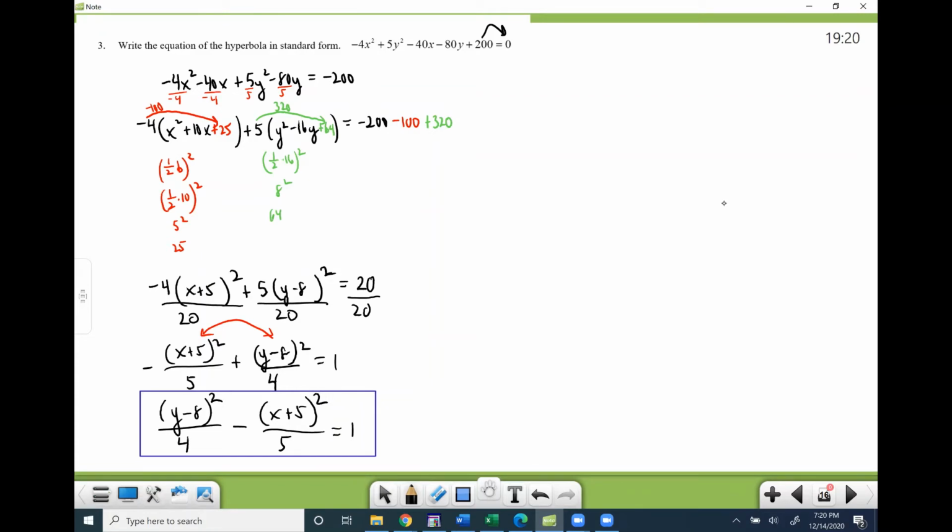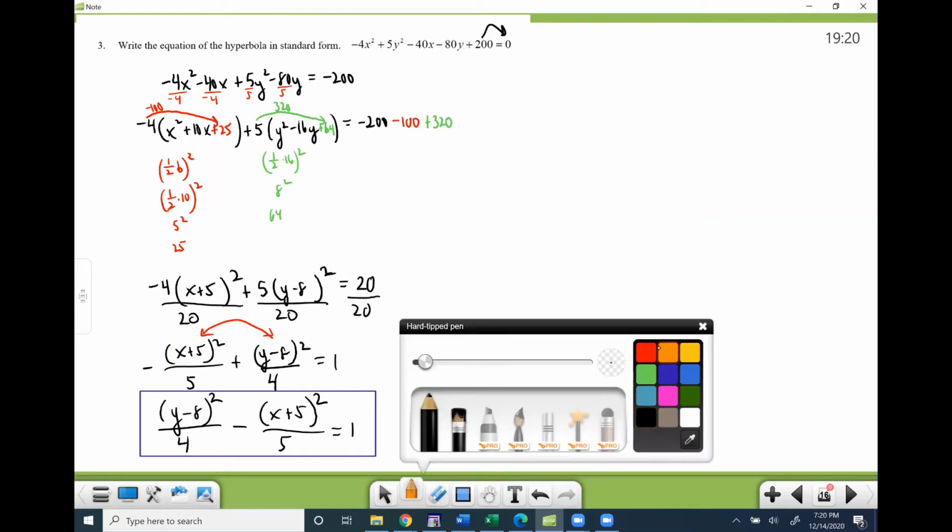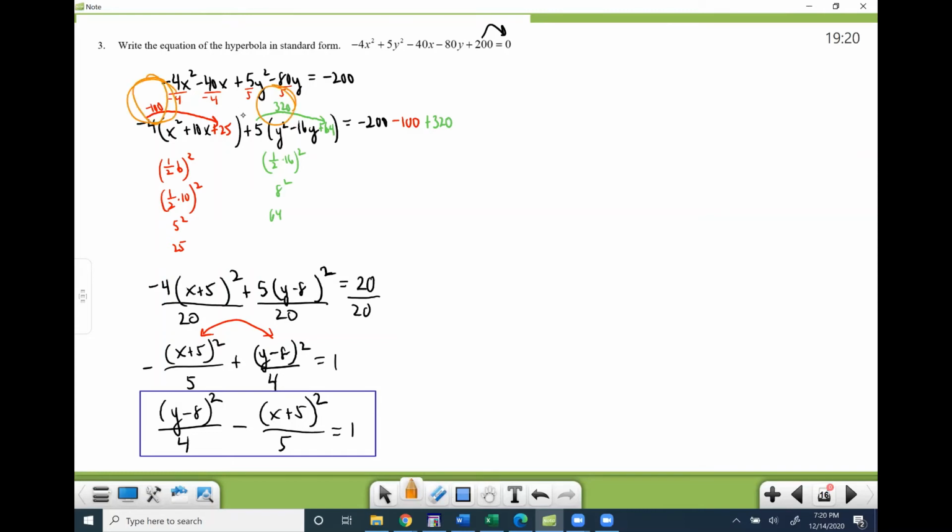If I'm highlighting hard parts, it's these guys right here. The 100 and the 320. That's something people forget. And then if I can highlight another weird part, it's just flipping at the end, knowing to do that. So those are the hang-ups whenever I watch students do these types of problems.